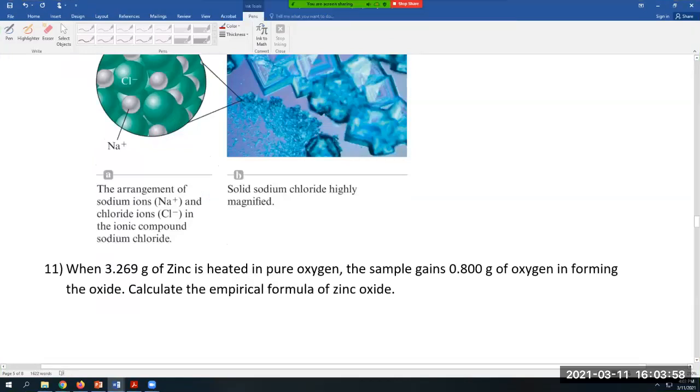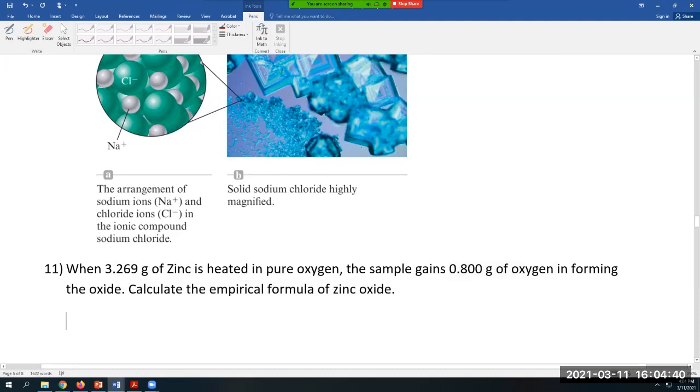Question 11. When 3.269 grams of zinc is heated in pure oxygen, the sample gains 0.800 grams of oxygen in forming the oxide. So, zinc with oxygen will make a zinc oxide, if you will. And so knowing this, the mass here of zinc, the mass of oxygen gained in forming the oxide, find the empirical formula for the zinc oxide that is forming.